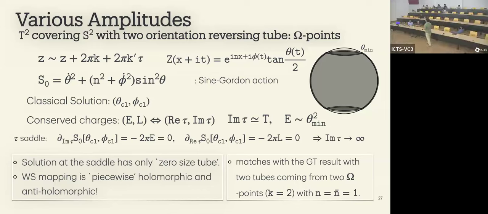Yeah, the sine-Gordon itself is a bit complicated and we didn't know how to capture multiple number of omega points. The mapping becomes complicated very fast.